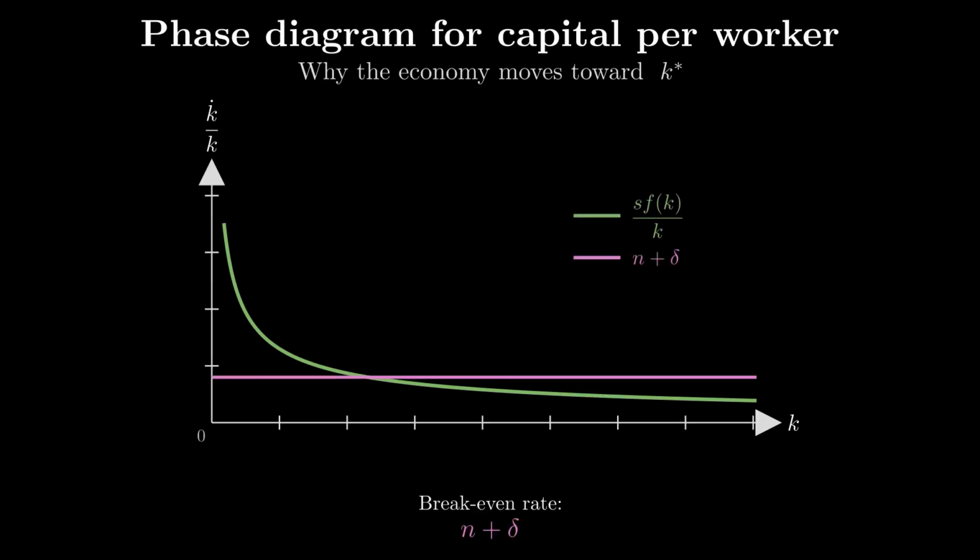Now, we add the break-even rate, n plus delta. This is constant, because it is the rate needed to offset depreciation and population growth.